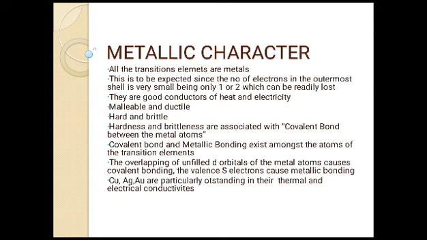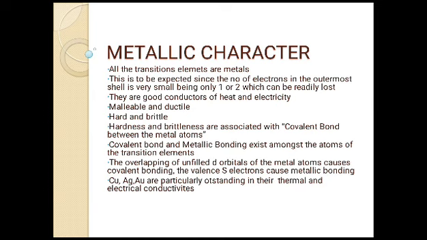Metallic character. All the transition elements are metals. This is to be expected since the number of electrons in the outermost shell is very small, being only 1 or 2, which can be easily lost. They are good conductors of heat and electricity. They are malleable and ductile and form alloys with several other metals.